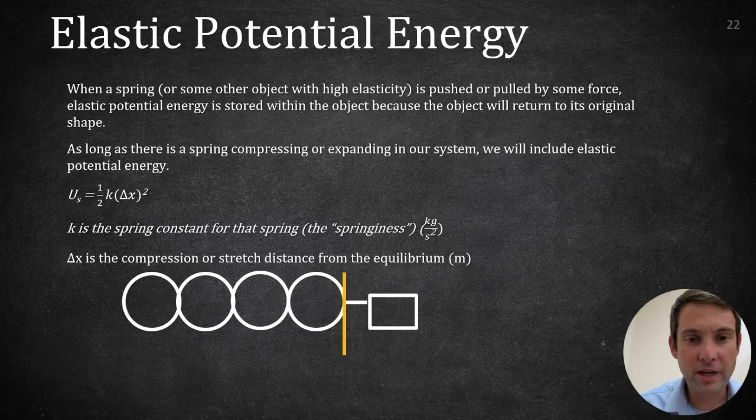When a spring or some other object is displaced from its rest point, which we call the equilibrium point, then there's going to be some sort of potential energy stored within that spring. Our equation is U_S equals 1/2 k x squared, where k is the spring constant, the springiness of the spring, measured in kilograms per second squared, and delta x is the compression or stretch distance from this equilibrium point, which is this yellow line.